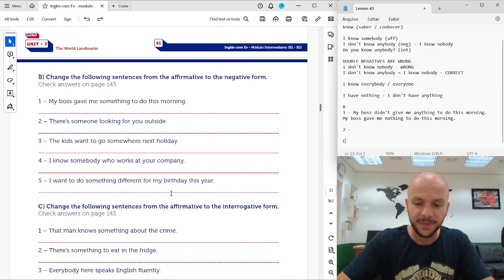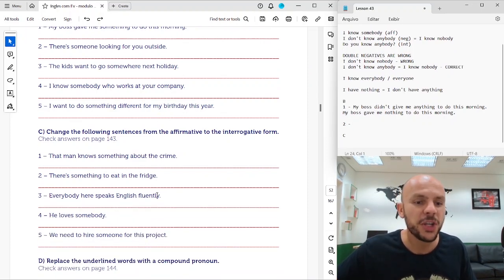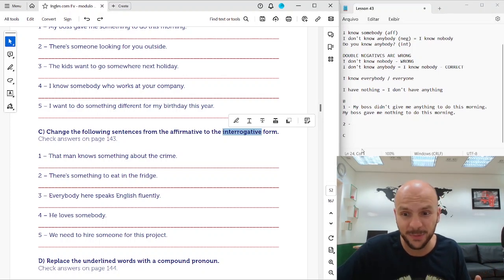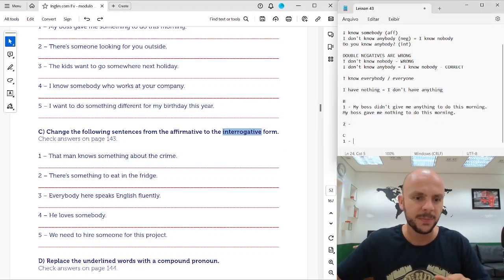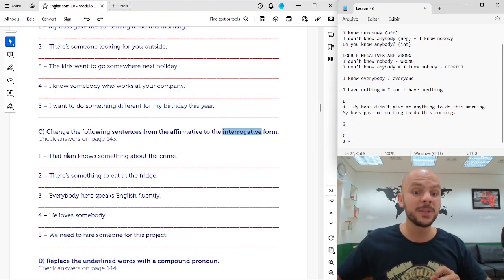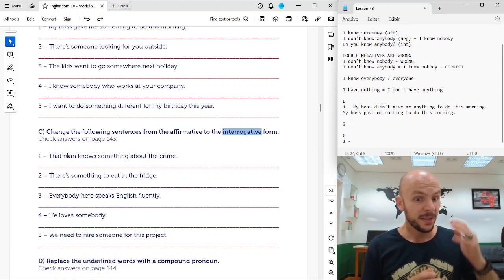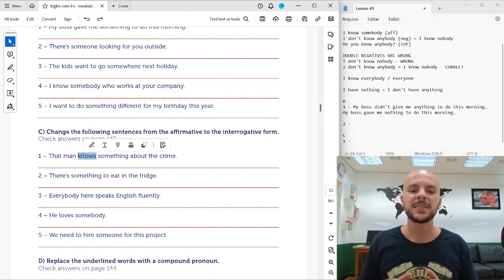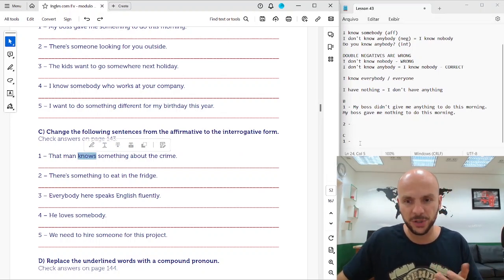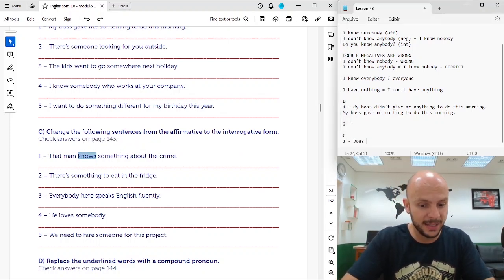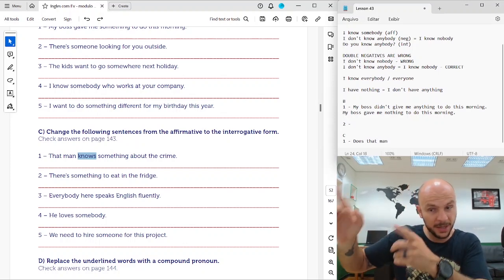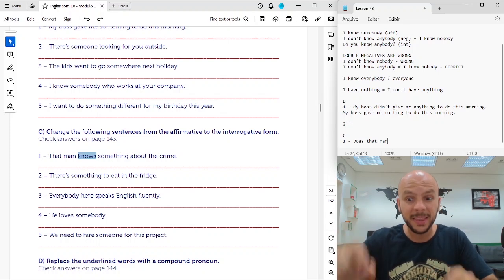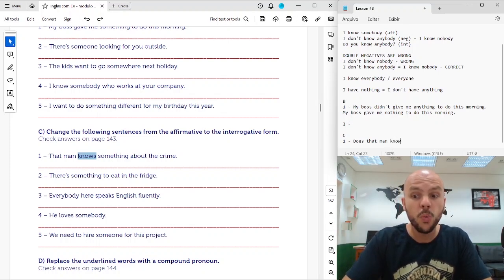Letter C. Change the following sentences from affirmative to the interrogative form. Example. That man knows something about the crime. That man knows, in the present. Question. Does that man, right? Does that man know? Okay?